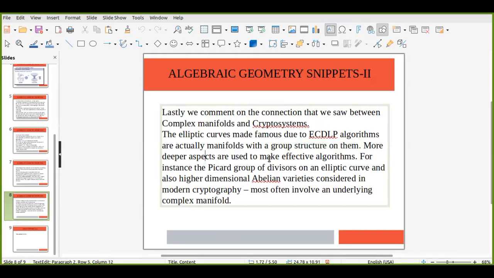So more deeper aspects are used to make effective algorithms. For instance, the Picard group of divisors on an elliptic curve, and also higher dimensional abelian varieties. Then Jacobians of an elliptic curve. They are considered to give effective encryption, which are supposedly very effective in the sense that the complexity of making trapdoor functions is easier, whereas cryptanalysis on them will be difficult. That's what maybe from tomorrow onwards, people who speak on cryptosystems will focus on.